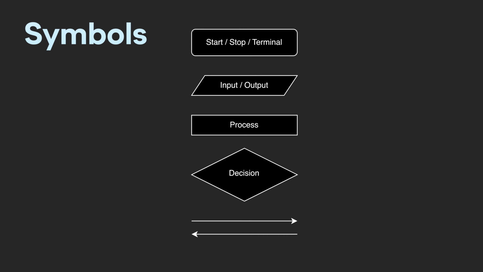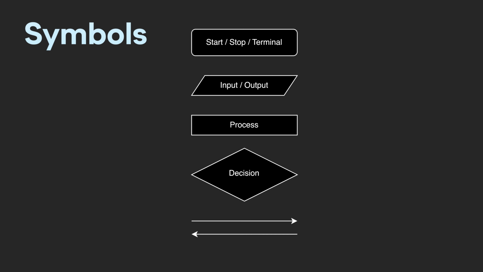These are all the important symbols in a flowchart. The first is a start or a stop or a terminal symbol. Next we have the input-output symbol, the processing symbol, a decision symbol, and then lines to direct the flow. There are a few more symbols that you can read about, linked in the description.